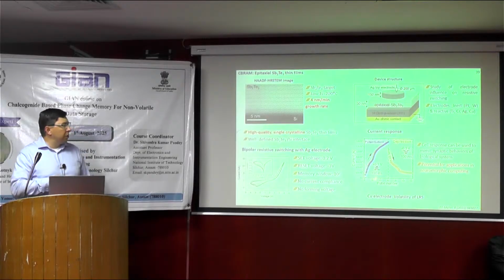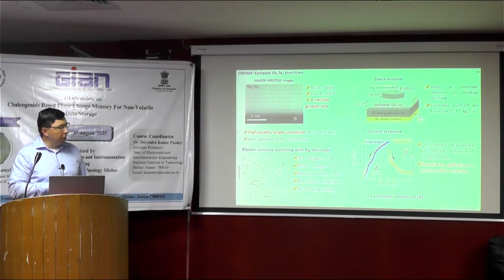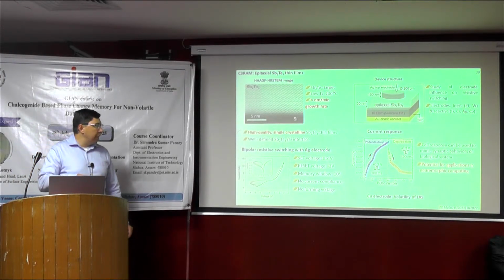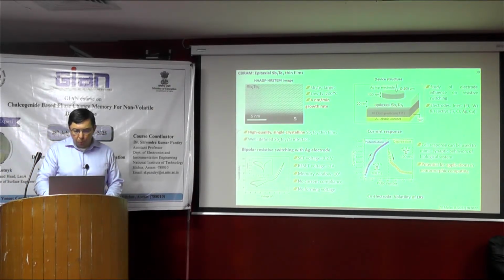So we studied potentiation and depression. This is similar to the multi-level capability of the cell. We applied pulsed voltage of plus and minus 0.3 volt with a pulse duration of 100 microseconds, and we could see that the current can increase depending on the pulse number and then decrease. So such cells have potential for application in neuromorphic computing.